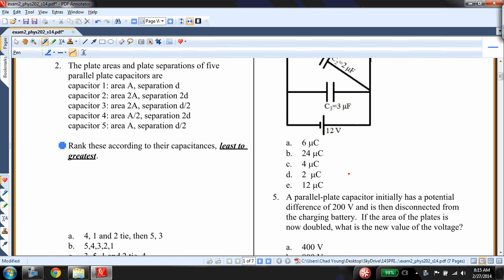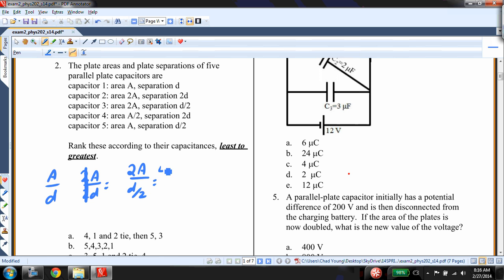All right, these are the plate areas and separations of 5 parallel plate capacitors, and the separations are given. Rank them in order from least to greatest. So let's first just write them out. Capacitor 1 was A over D. Capacitor 2 is 2A over 2D. That's going to cancel and just give me A over D.